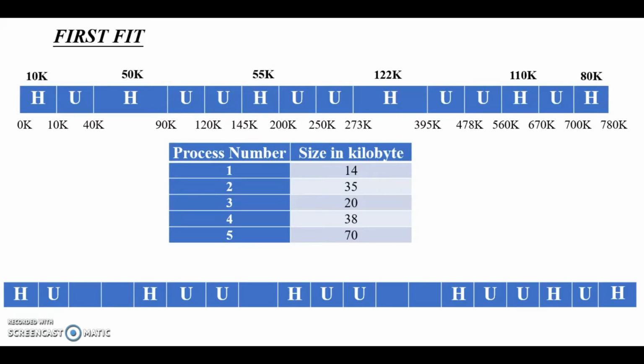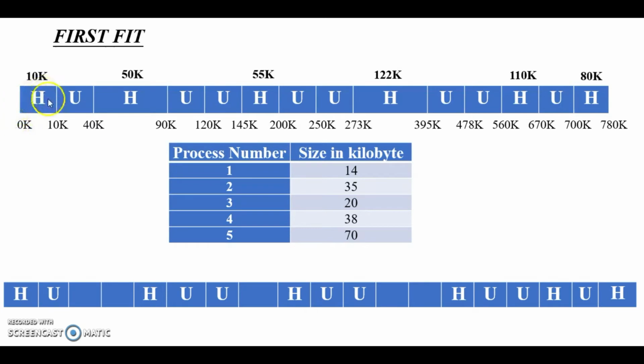Now we do the first fit. First we draw tables. Second we copy down the U and hash. And then leave some space in front of the hash to easily put in the process number. Now we start with process 1. We check the hash from front to back.